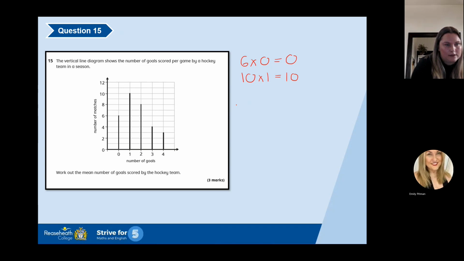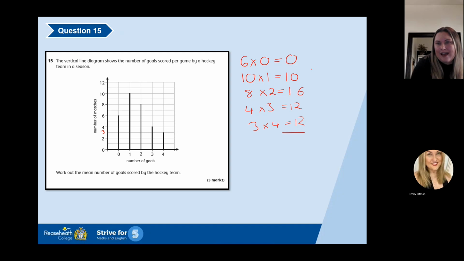So on the next one, it was 8 matches with 2 goals, which is 16. And then we have 4 matches with 3 goals, which equals 12. You can do all of this on your calculator as well. And then we've got 3 matches, because there would be a 3 here, with 4 goals. So 3 times 4 equals 12.